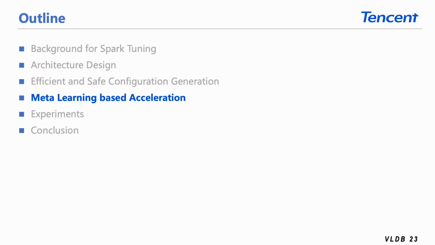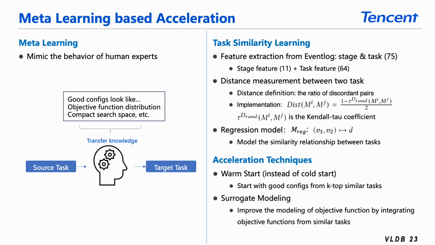In the following, we introduce the meta-learning module. Now, we describe the design of a meta-knowledge learner, which utilizes meta-learning techniques to accelerate the configuration search. To enable meta-learning, we need to learn the similarity between tasks. First, we extract the feature vector of a tuning task from the Spark event log. Then, we measure the distance between tasks by calculating the number of discordant pairs of predictions.